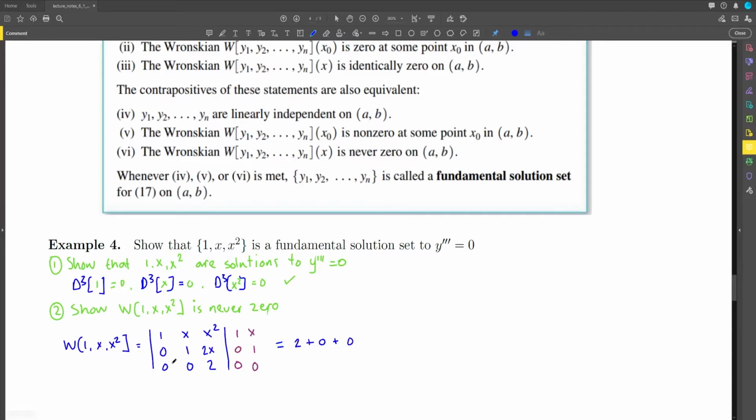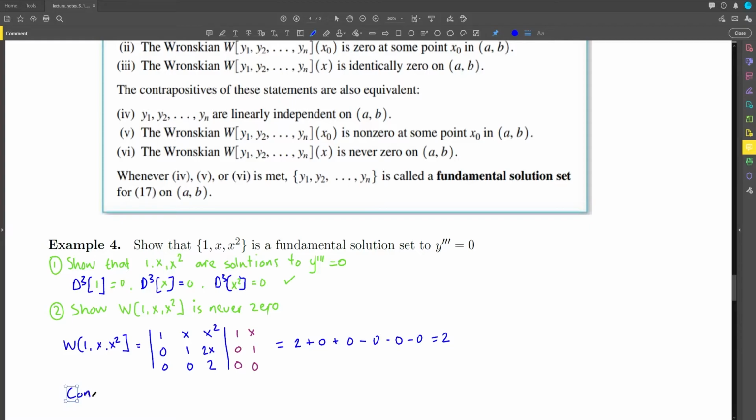And now I'm going to look at these diagonals here, so I need to subtract those. 0 times 1 times x squared gives me 0. 0 times 2x times 1 gives me 0. And then 2 times 0 times x gives me 0 as well. So the final answer for this Wronskian is 2. And our conclusion is that condition 6 is met.